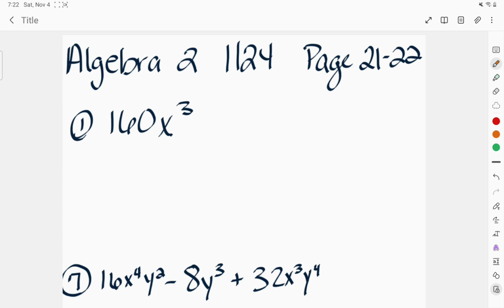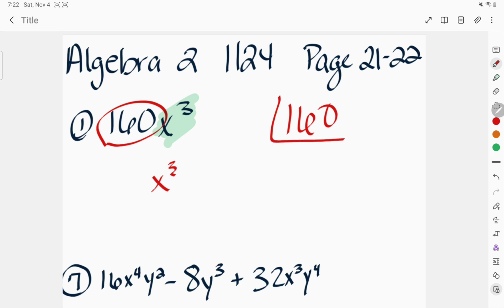So the first thing that you have on page 21 is factoring the given integers and monomials by using prime factors. Okay, so when you have your variables, they're going to remain the same. So my answer is going to have that x to the third in it. But how I solve this 160.